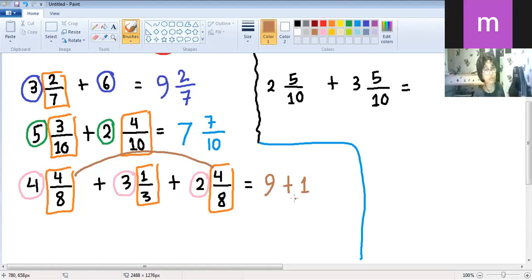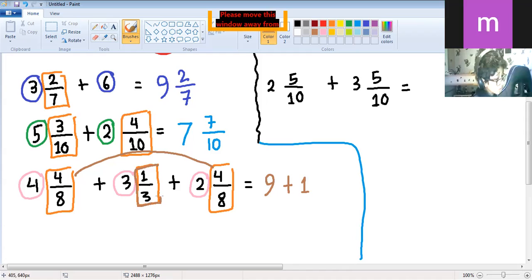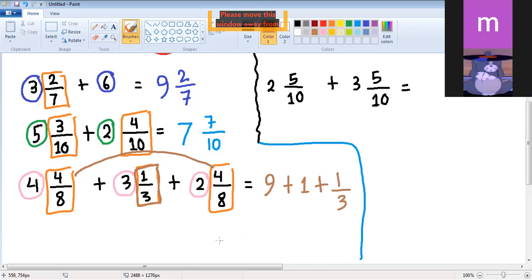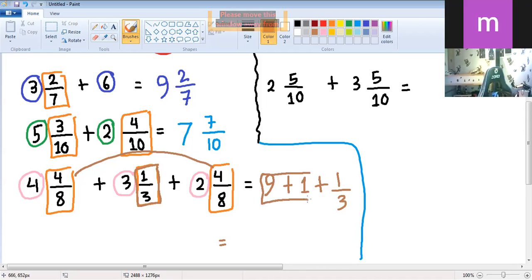Then all we need is to drop 1 over 3, right? Plus 1 over 3. Now add them together again. 9 plus 1 equals 10, they are whole numbers, 10. And we only have here the fraction 1 over 3. Just drop it here. You got it?